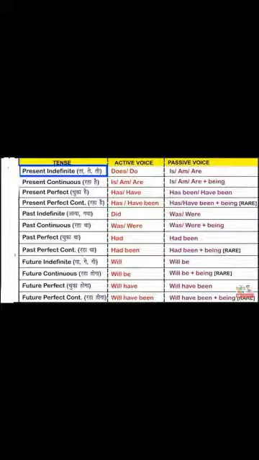In the same way, the future continuous will be converted into the form of will be plus being, it is a rare condition. And the future perfect, will have, will be converted in the passive voice into will have been, and the future perfect continuous is a rare condition. So you learn this flow chart and always remember it, okay.